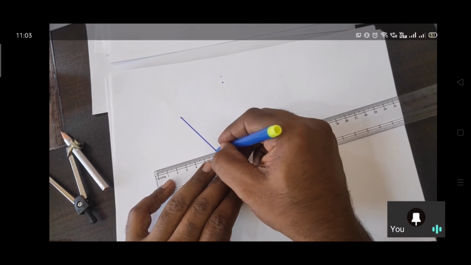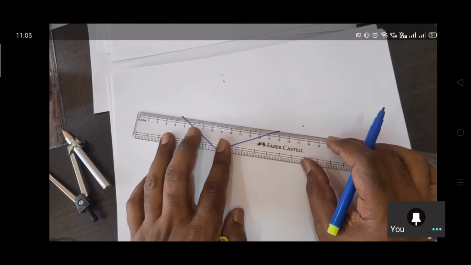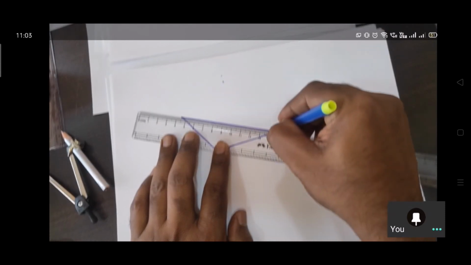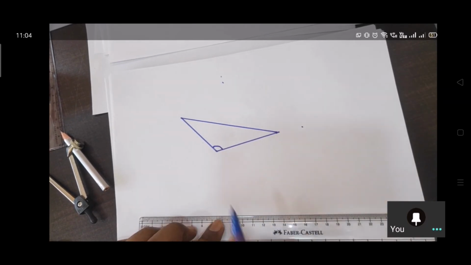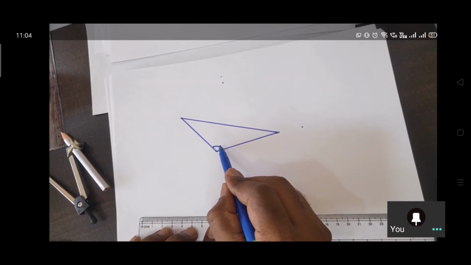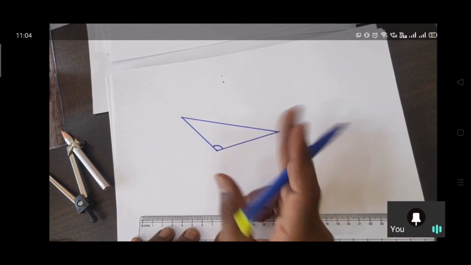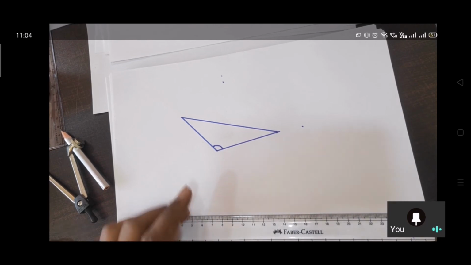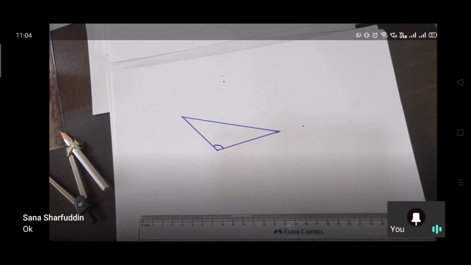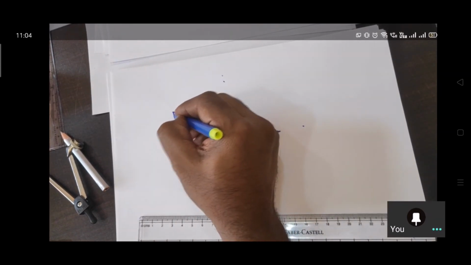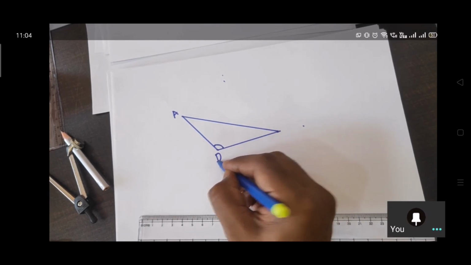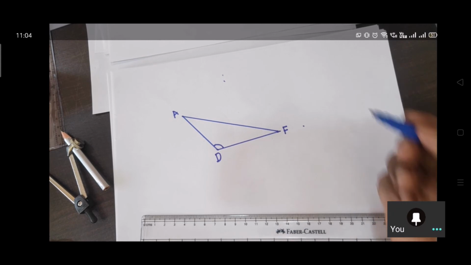Now what will we do? We will draw one obtuse angled triangle. Now what is the meaning of obtuse angled triangle? One of the three angles of this obtuse angled triangle is an obtuse angle. It means these are three angles of the triangle and any one angle is greater than 90 degrees. Give your names A, D, F.